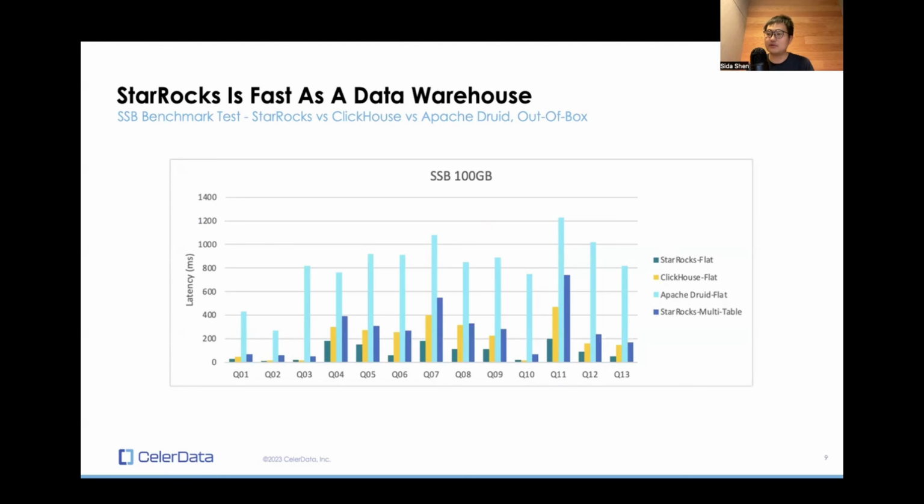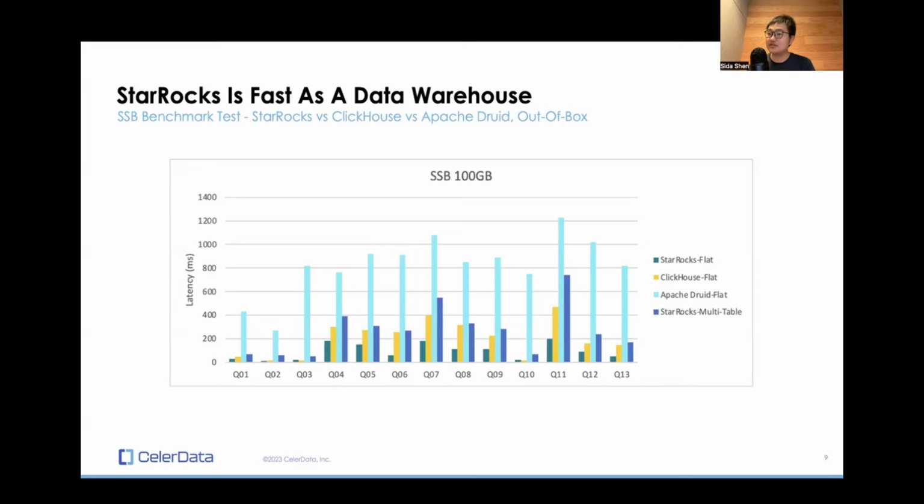So everything with a multi-table is the original SSB multi-table test. And everything in the flat is an alternative test that basically denormalizes all of the multi-table into a big flat table and basically only does on-the-fly aggregation but not on-the-fly join, right? And we can see here that StarRocks single table performance is faster than ClickHouse, way faster than Druid.